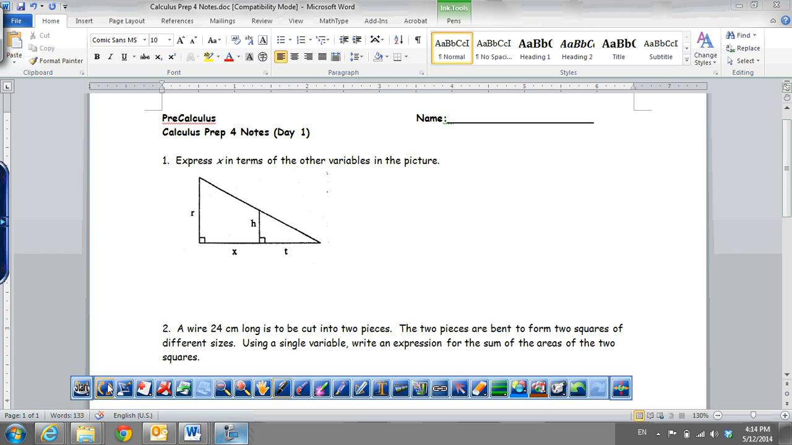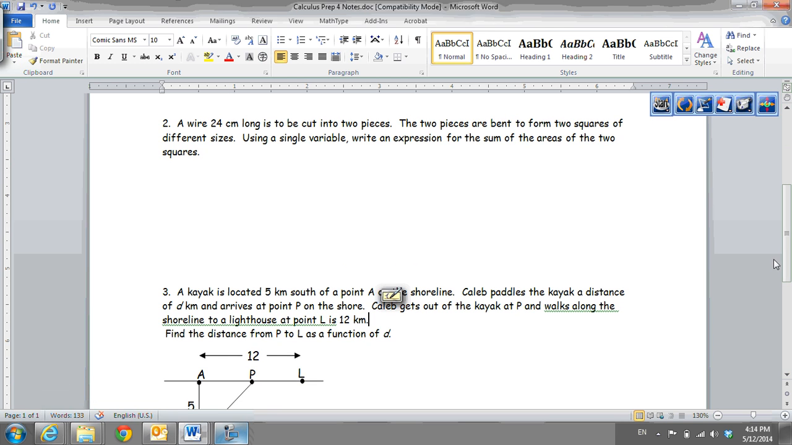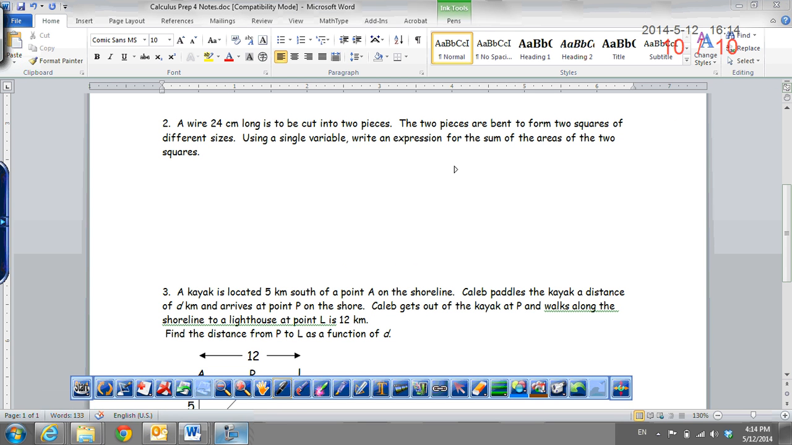All right. Our second example, we're dealing with cutting a piece of wire into two pieces. They both make a square when we fold them. One is smaller than the other, but all the sides are the same because they're squares. I'm going to call this side X for the square and this one Y. Now it says to use one variable to write the expression for the sum. Well, their areas: x squared plus y squared equals the sum, S.